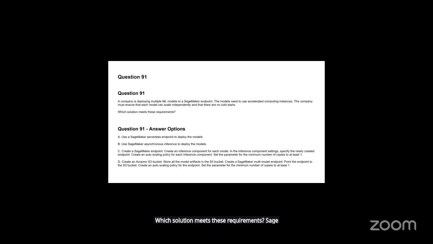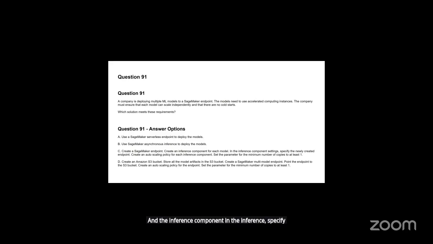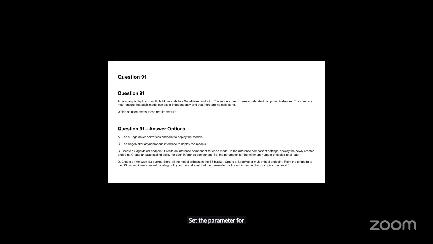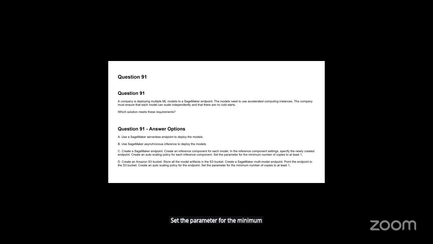SageMaker serverless, SageMaker asynchronous inference, SageMaker inference: create a SageMaker endpoint and an inference component. In the inference component, specify the newly created endpoint, create an auto scaling policy for each inference endpoint, and set the parameter for the minimum number of copies to be at least 1. Or create an S3 bucket, store all the artifacts in S3, create a SageMaker multi-model endpoint, point the endpoint to the S3 bucket, create an auto-scaling policy for the endpoint, and set the parameter for the minimum number of copies to be at least 1.